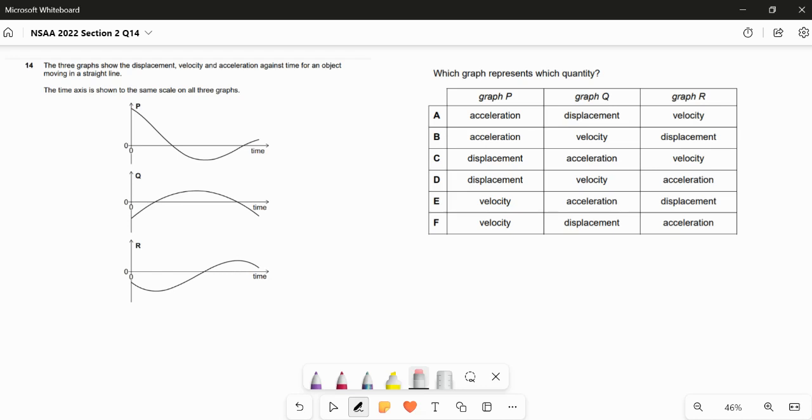Displacement, velocity, and acceleration against time for an object moving in a straight line. The time axis is shown to the same scale on all three graphs. So which graph represents which quantity of acceleration, displacement, and velocity here?